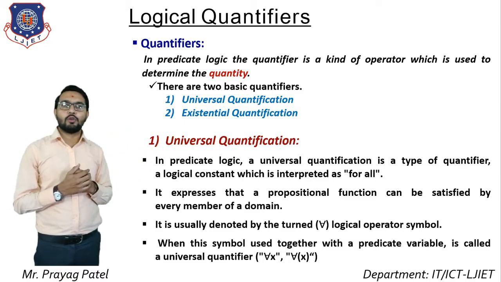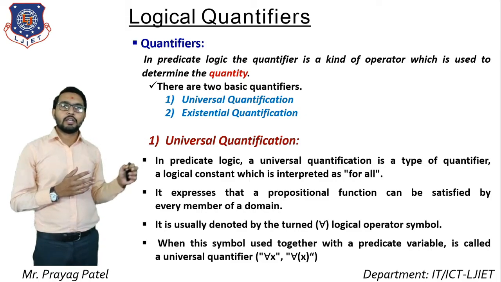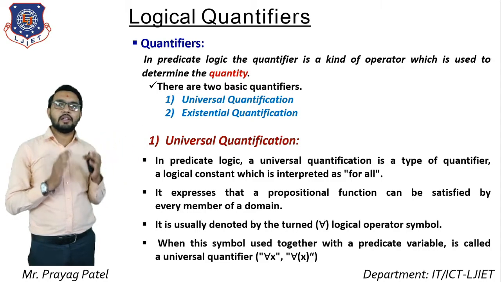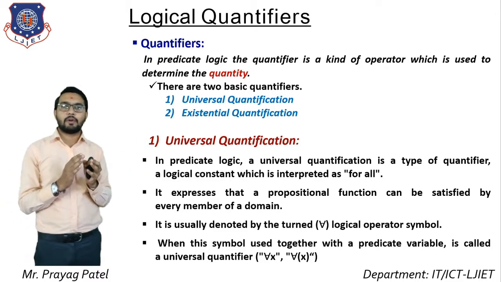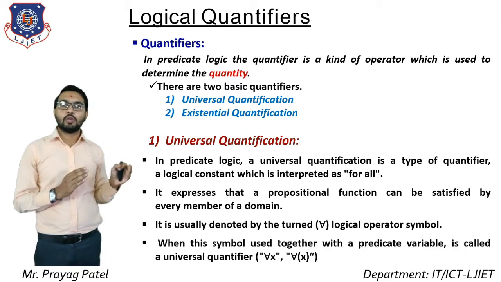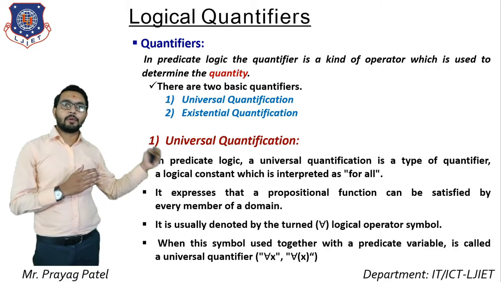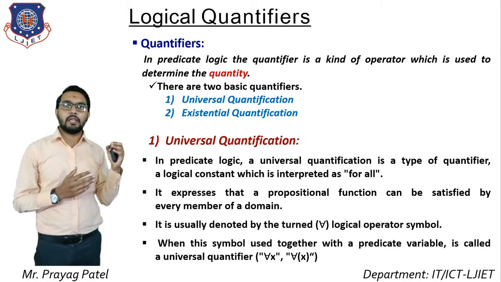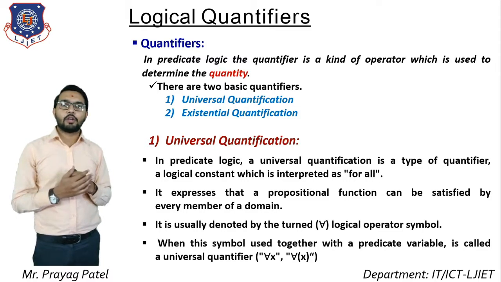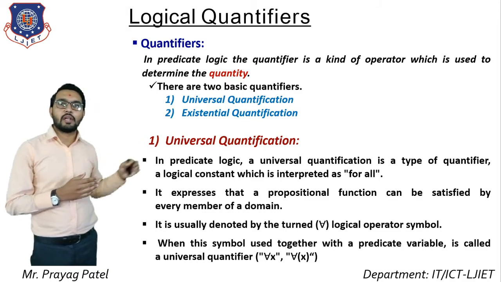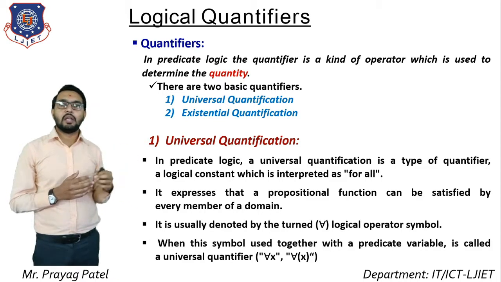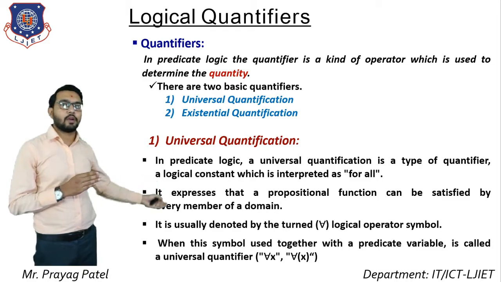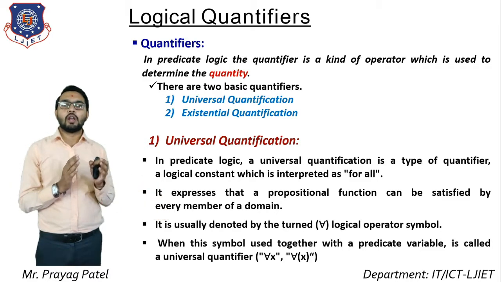So here first consider the universal quantifier. In predicate logic, a universal quantifier is a type of quantifier, a logical constant which is interpreted as for all. So the universal quantifier defines the meaning for all. In this expression, the propositional function is satisfied by every member of the domain. It is usually denoted by the universal quantifier symbol. When this symbol is used together with a predicate variable, it is called the universal quantifier. For example, for all x.